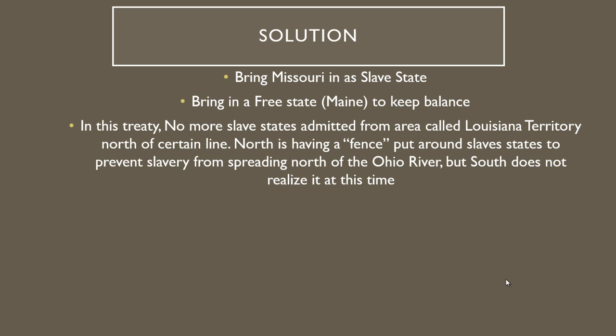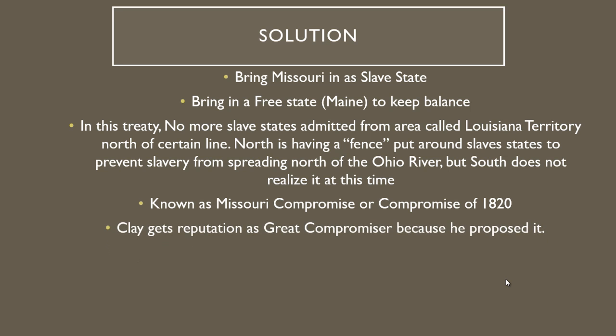The North is having a fence put around slave states to prevent slavery from spreading north of the Ohio River. But the South does not realize this at the time. It's known as the Missouri Compromise, or the Compromise of 1820. Henry Clay gets the reputation as a great compromiser because he proposed it.